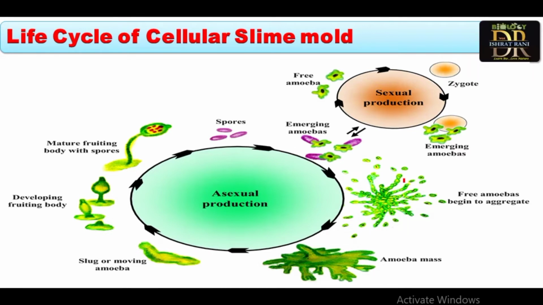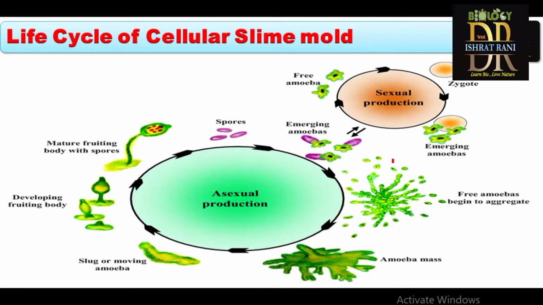And in sexual reproduction, you can see that these two types of haploid emerging amoebas will fuse together. They are free amoebas. Then they will fuse and form a zygote, and after formation of the zygote, they will form the new amoeboid stage. This is the life cycle of cellular slime molds.